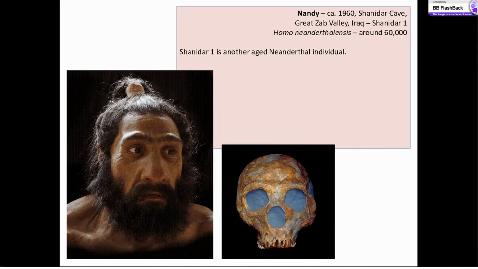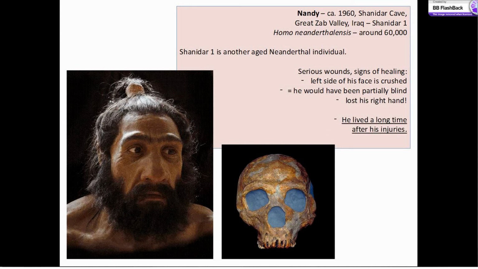Here's another guy from Iraq, another Neanderthal from Shanidar, who is terribly interesting as well. This is Nandi. He was an older guy, and he had a lot of injuries. Let's see, the left side of his face was crushed. You can see this crushing here, and it deformed his eye socket, so he probably would have been blind in that eye at least. And something must have got him good because he lost his right hand. So it's hard to say what happened to him. Maybe he got in a bad fight with a person. Somebody got him with some weapons.